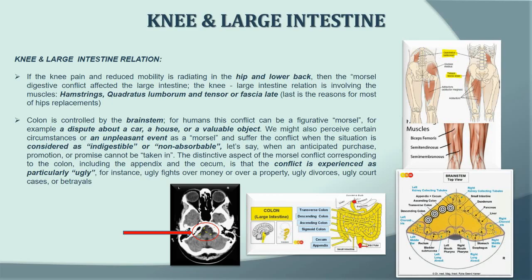The distinctive aspect of the morsel conflict corresponding to the colon, including your appendix and the cecum, is that the conflict is experienced as particularly ugly. For instance, ugly fights over money or property, or ugly divorces, court cases, or betrayals.